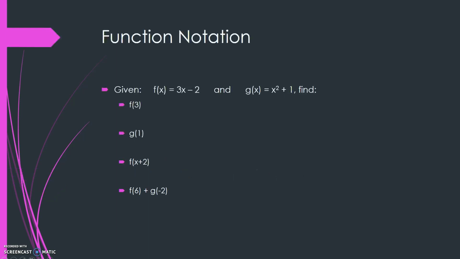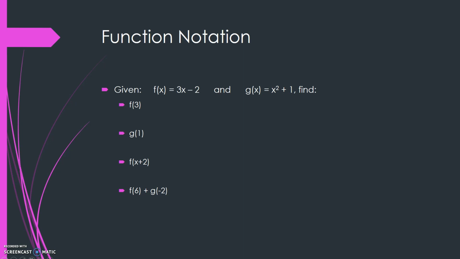So to go way back to the very beginning, we started talking about function notation. We use this function notation so that we can work with more than one equation at a time. Instead of everyone being y equals, now we've got an f and we've got a g, so we know which equation we want to work with.